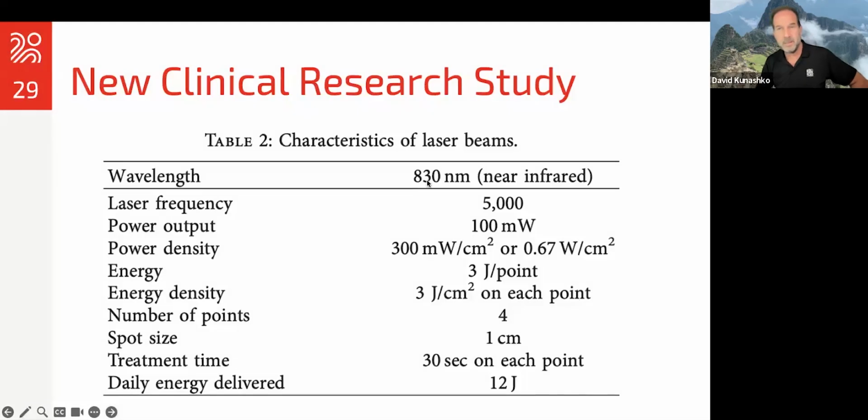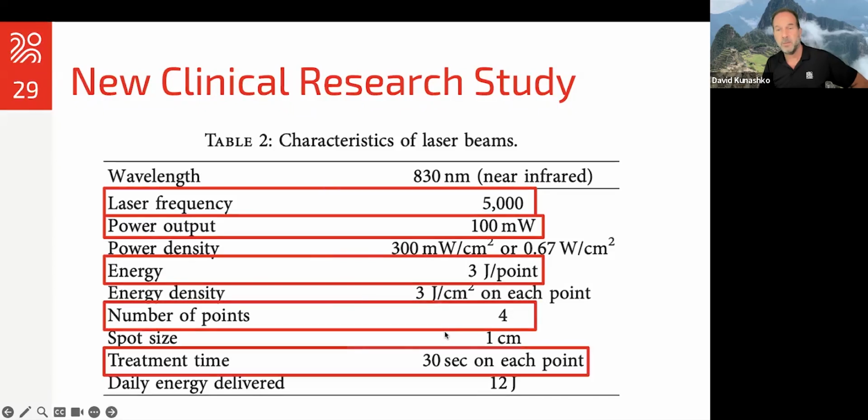Here are the characteristics of the equipment they used. 830 nanometers, that's what BioFlex uses. Total output 100 milliwatts. We're actually closer to 200, but we can tune ours to whatever you want. That's another advantage of our software, you can take our laser, it can be 200, it can be 10 milliwatts. And you go, well, why would I want to use 10 milliwatts? Well, what if you're treating something small? What if you're treating a child? There's lots of reasons why you might choose to use a lower power. But you have that option. And then you can see the total energy and all the other parameters.